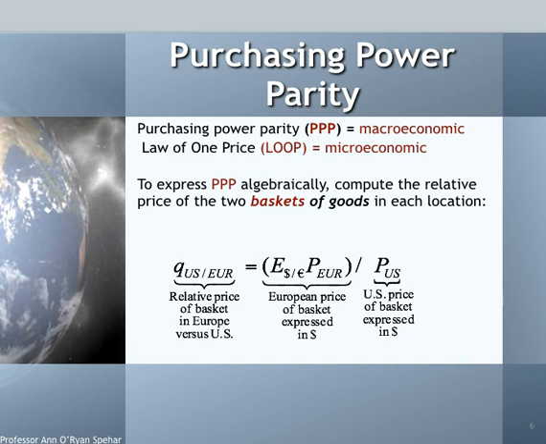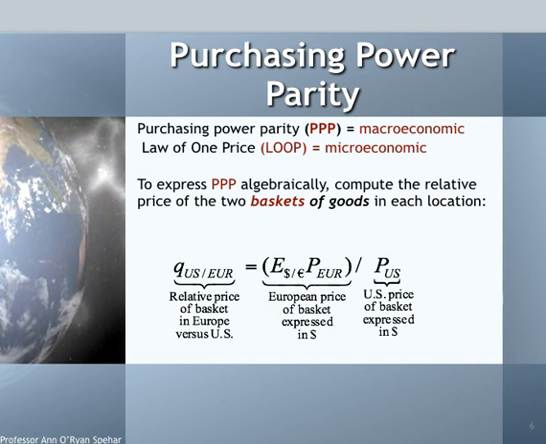So now let's apply this theory to a general basket of goods. Remember, when we take the law of one price and start talking about a basket of goods, we're now talking about purchasing power parity. This is at the macroeconomic level. If I talk about the law of one price, I'm still at the microeconomic level. So now let's express this in the aggregate. Algebraically, it's exactly the same, but now we're talking about a basket of goods.